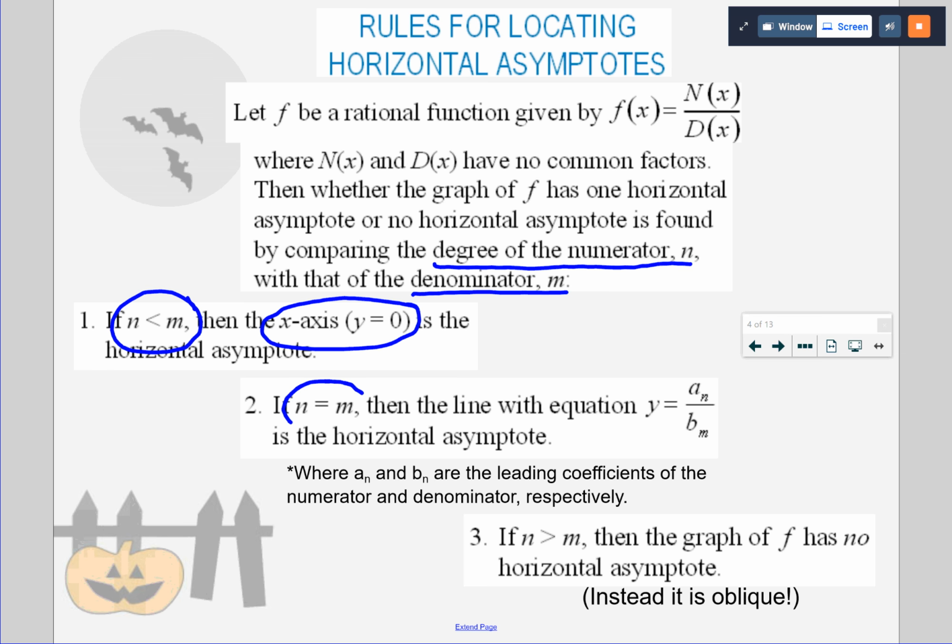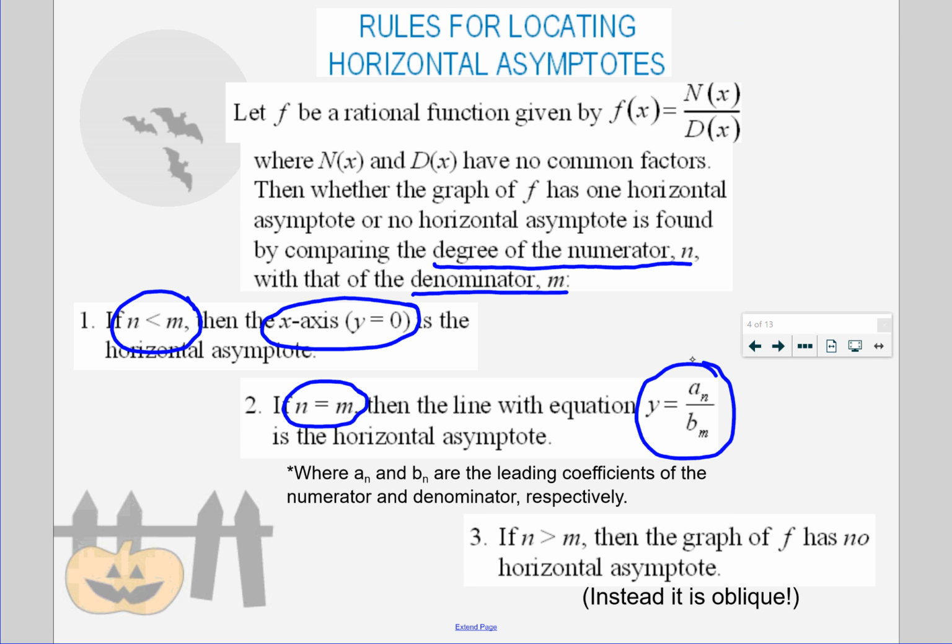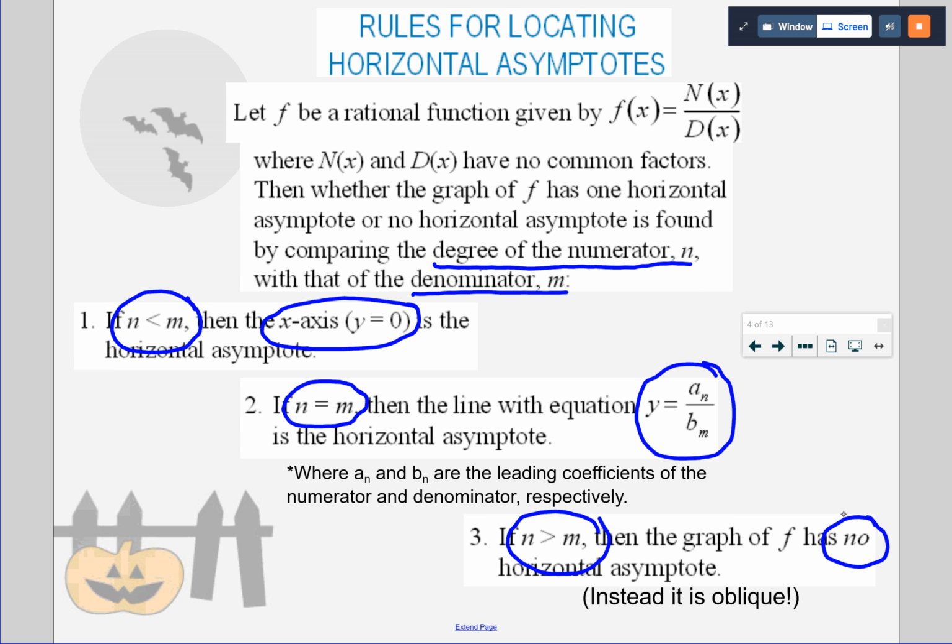If n is equal to m, y equals a sub n over b sub m is your horizontal asymptote, which is a fancy way of saying divide the leading coefficients. Take the leading coefficient in the numerator, take the leading coefficient in the denominator, divide them, and y equals that number, whatever it is, will be your horizontal asymptote. So maybe for this one, note to self, those are the leading coefficients of the numerator and denominator, that a and b. And then finally, if n is greater than m, there is no horizontal asymptote.